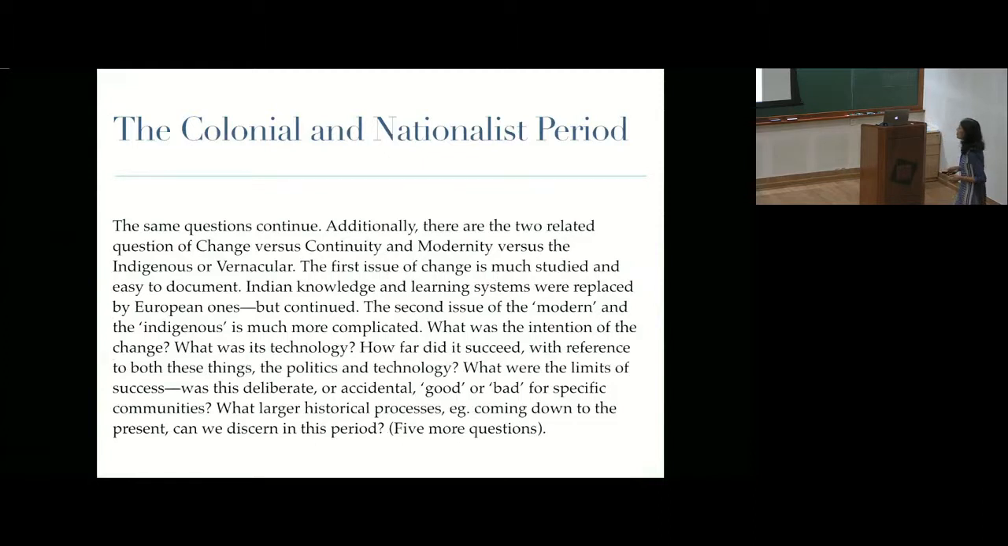And then the third period is the colonial and nationalist period, or sometimes called the modern period. And we have two more questions here, different to the other two. In this case, one is a more factual question about change versus continuity. And maybe you're aware that there's a big debate on that, whether colonialism really marked a break in Indian knowledge formations and epistemologies, or even the practitioners of the knowledge, or whether there was a continuity carried over by the British, the missionaries, the colonial state, the East India Company, and so on, from pre-colonial times.